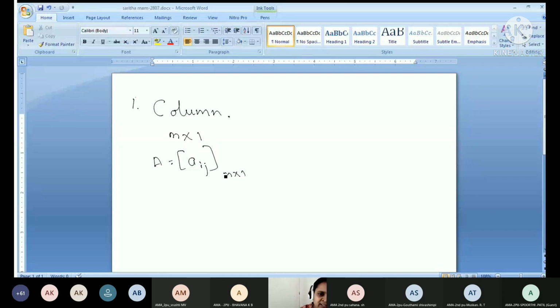Example, look at this. This is an example of a column matrix. That means you should have only one column.